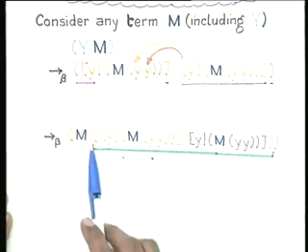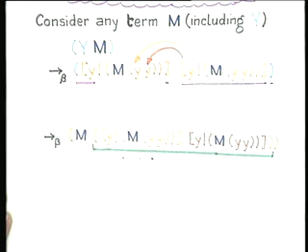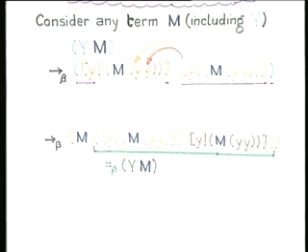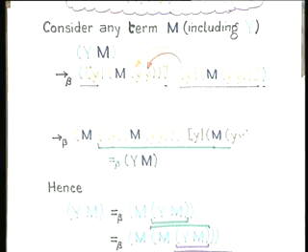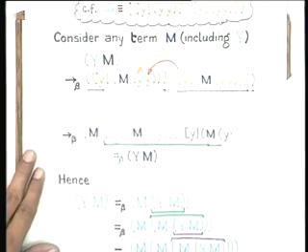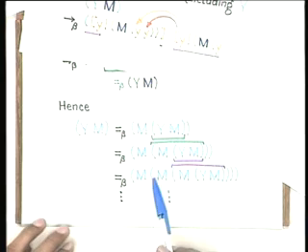Now, what is this term? This whole term, which has been underlined in green, is just Y applied to M, right? So now what is the moral of the story? You get that Y applied to M is beta equal to M applied to Y applied to M, and that is beta equal to M applied to M applied to Y applied to M, because I can take this YM and do a beta reduction and get another copy of M applied to Y applied to M, and so on and so forth.